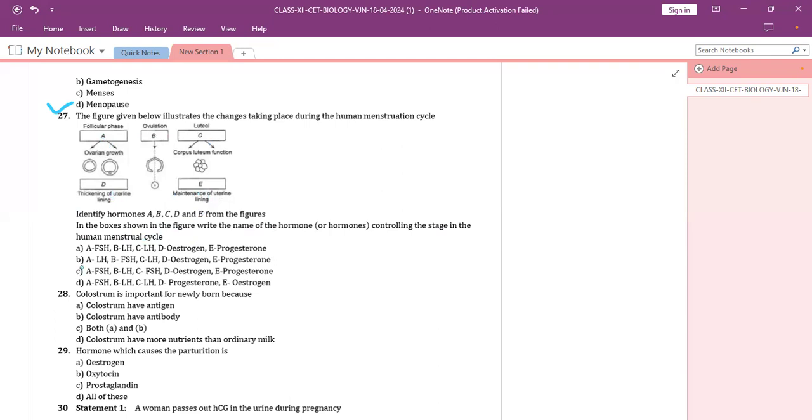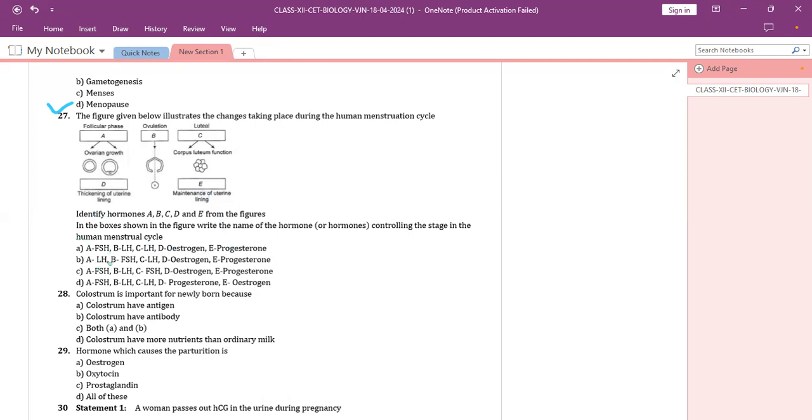So obviously, option A says A, FSH, B, LH, definitely for ovulation. C, also the corpus luteum function is maintained by luteinizing hormone. D, thickening of the uterine lining is by estrogen. E, maintenance of the uterine lining is progesterone. So option A seems to be the one.